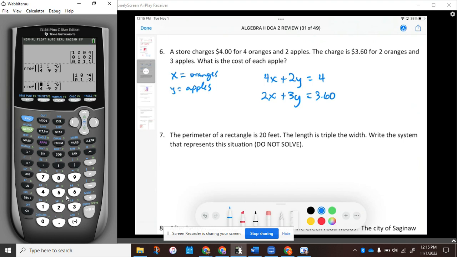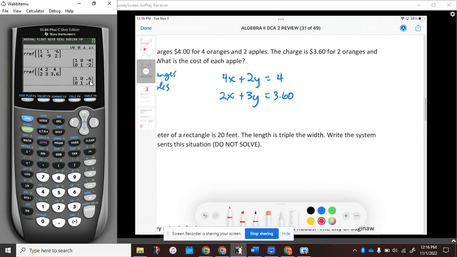So I come back over here, and I'm just going to put in those numbers going across the top. We got 4, 2, it was 4 oranges and 2 apples for a cost of $4. We go to our second equation. We had two oranges and 3 apples for the cost of $3.60. It gives us two numbers that go in our solution. We've got 0.6 and 0.8.